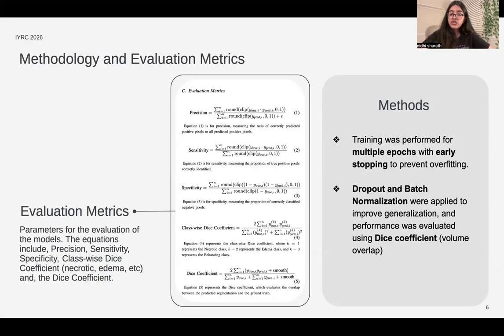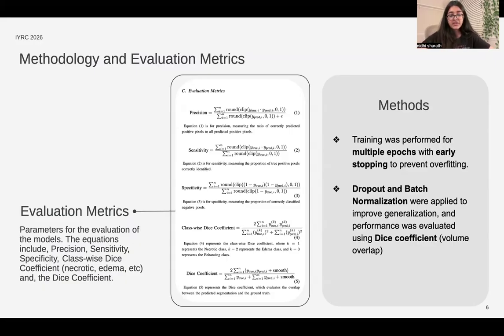For the methods, the training was performed over multiple epochs and repeated multiple times. However, early stopping was implemented to prevent overfitting. Overfitting essentially is the over-learning of data, which causes drops in the accuracy of each of the models. Furthermore, I utilized dropout and batch normalization to improve the generalization. And the dice coefficient was the performance parameter that was used to evaluate each of the models. The dice coefficient refers to the volume overlap between the predicted mask and the ground truth mask.